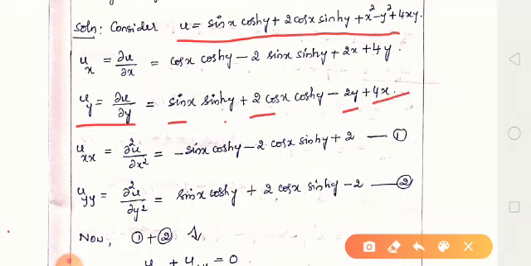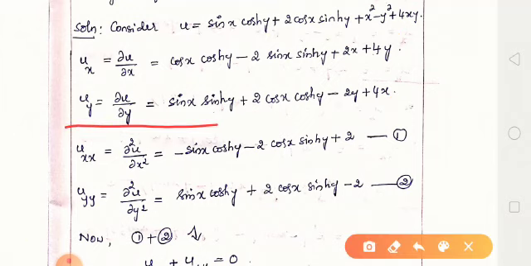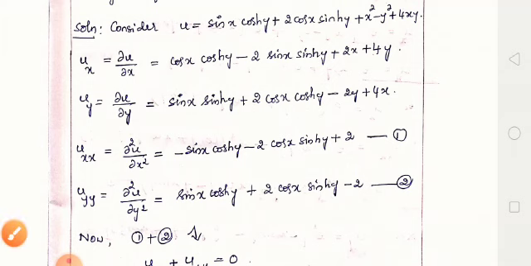Now we want uyy. For that purpose we will differentiate the expression for uy partially with respect to y by keeping x as constant. So uyy equal to sin x into cos hyperbolic y plus 2 cos x into sin hyperbolic y minus 2, derivative of 2y, and derivative of 4x with respect to y is 0. Take this as equation 2.